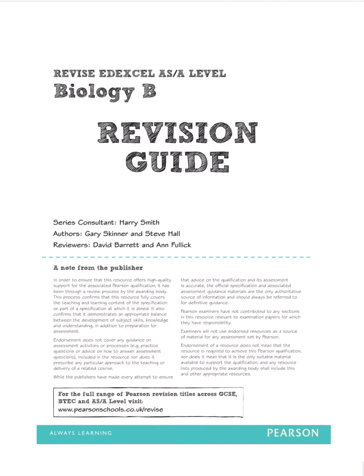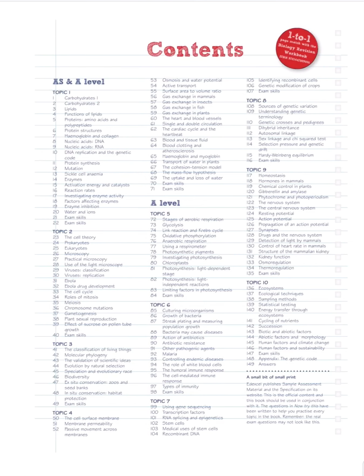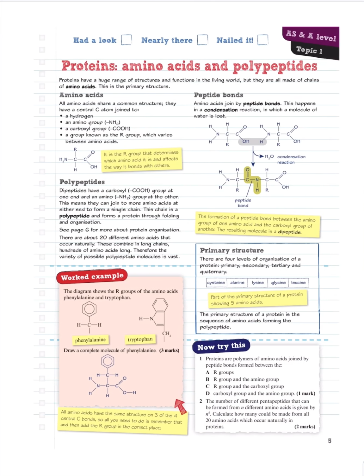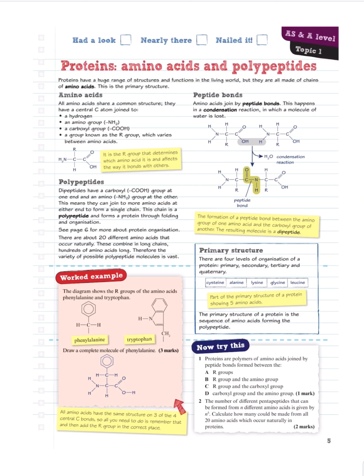Hey guys, and welcome. Today we're doing Edexcel A-Level Biology B revision, and we are doing proteins, so amino acids and polypeptides. Proteins have a huge range of structures and functions in the living world, but they are all made up of chains of amino acids. That's the definition of primary structure, a chain of amino acids.